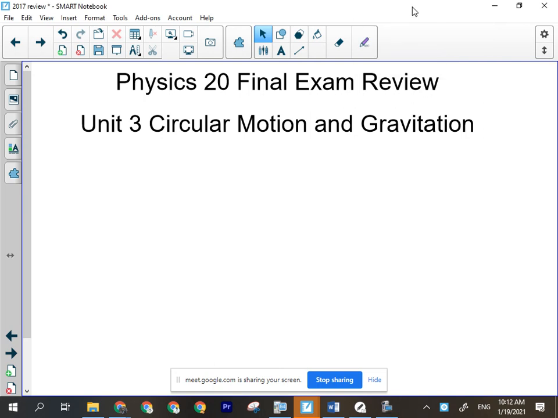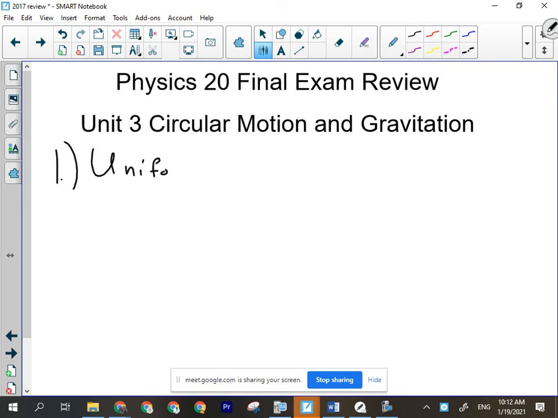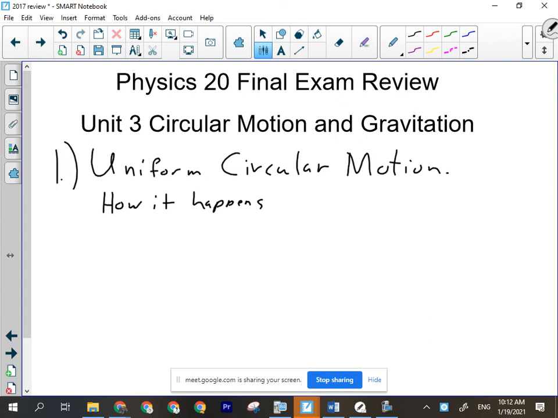All right. So for Unit 3, circular motion and gravitation, key concepts for this unit. We started out with uniform circular motion. Here's what we need to know about uniform circular motion, how it happens, slash the principles of it.